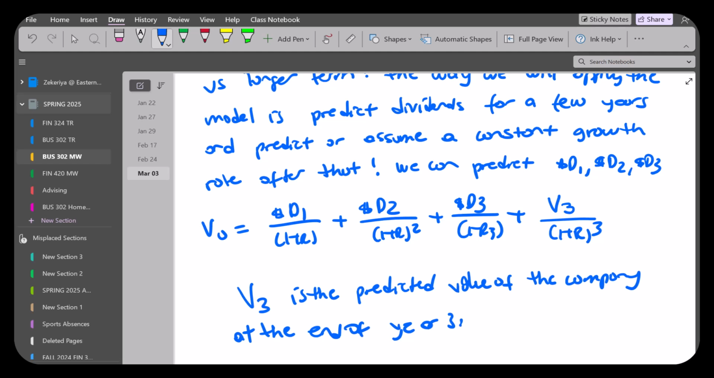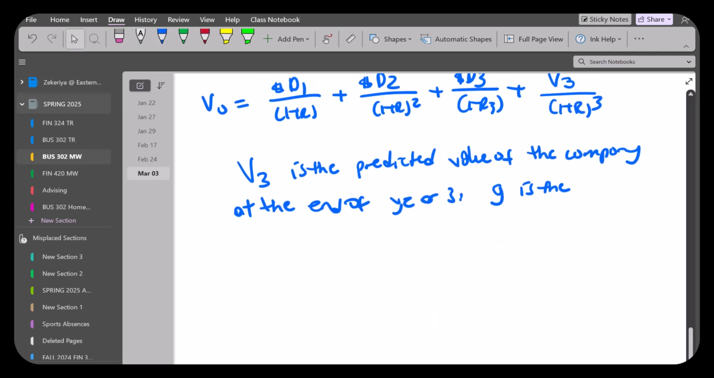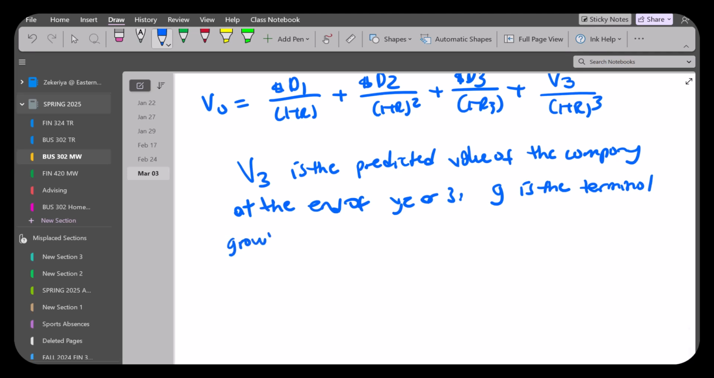Now, suppose G is the so-called terminal growth rate. Well, we can predict what the fourth year dividend is going to be. That's D3 times 1 plus G. Now, if I time travel to the end of year 3, from that vantage point, this company is going to pay that D4 in year 4. After that, it's going to grow it at a constant rate.